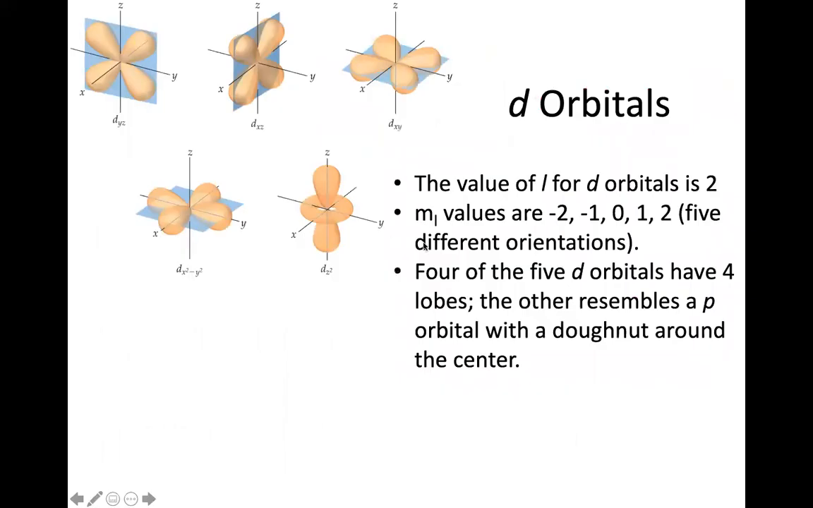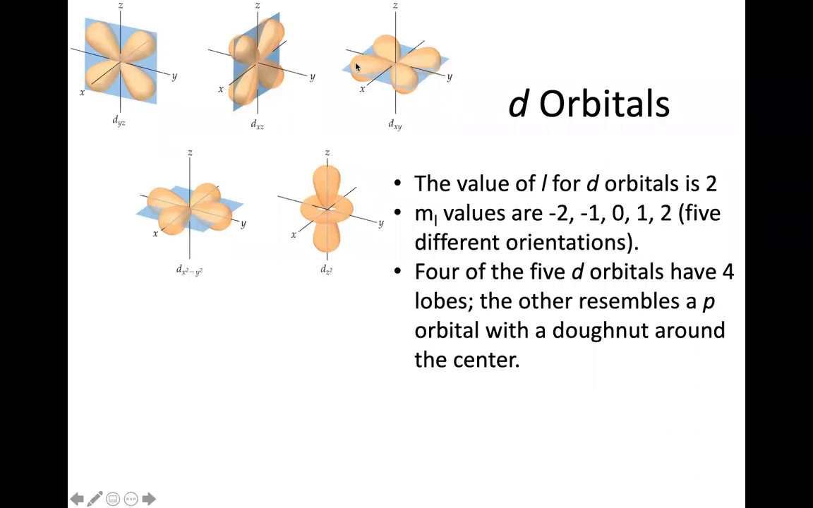Here are the d orbitals. We have 5 different d orbitals. L equals 2, so we have values ranging from -2 all the way to +2. Different m sub l values are not attached to particular orientations. I don't say this one has a value of -2 or this one has a value of 0. I just know that these must have different m sub l values, and that's what's giving rise to the 5 different orientations.